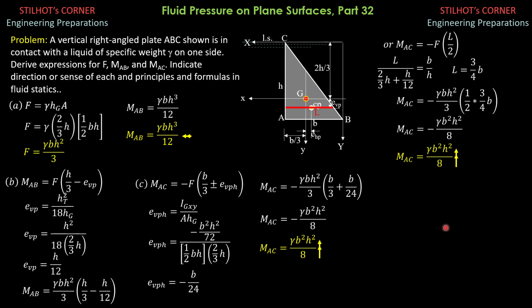And to show it in 3D, so that you can visualize the direction of these moments as well as this, it is as shown. So this is the force. That distance is 3/8 of b. This distance is h over 4. H over 3 minus h over 12. That's h over 4. And the sense of moment would be as shown in the figure.